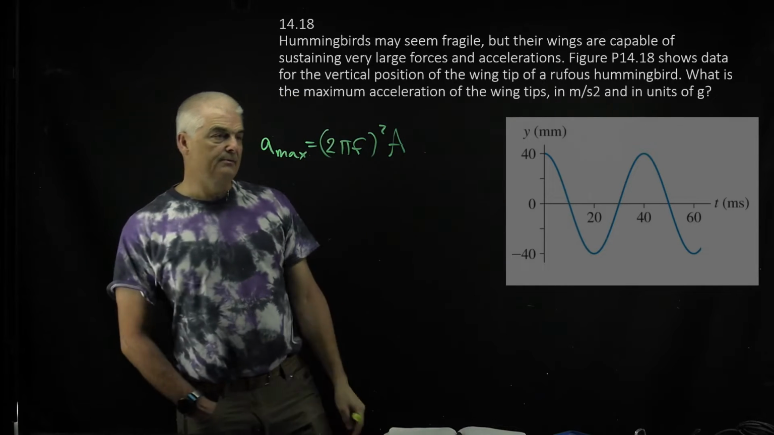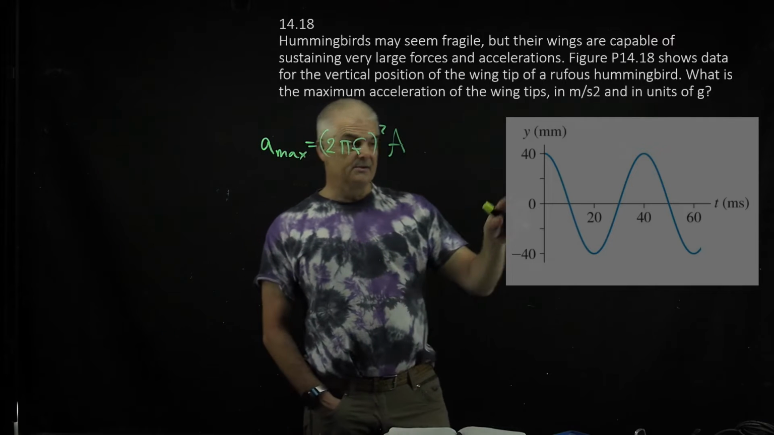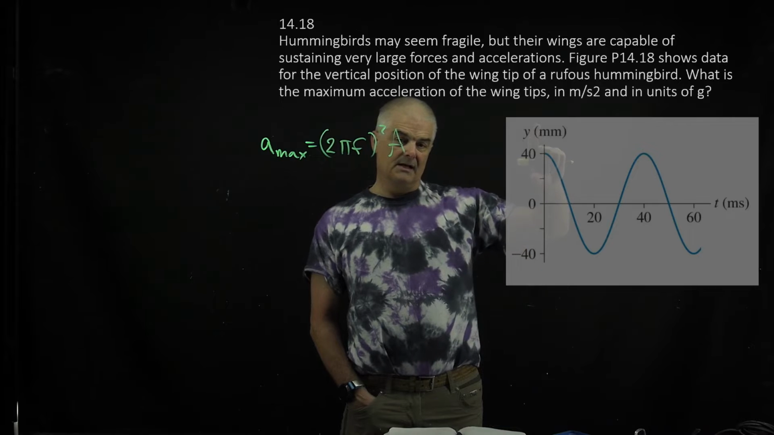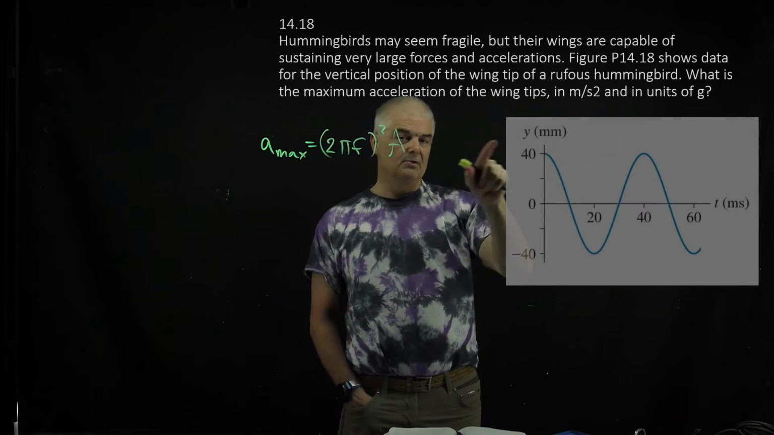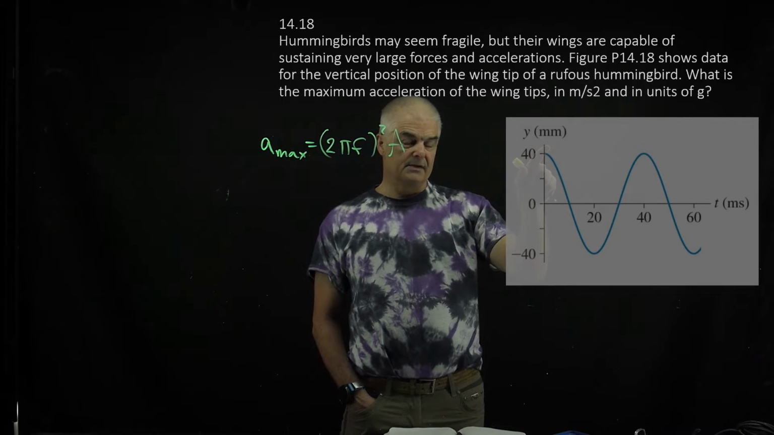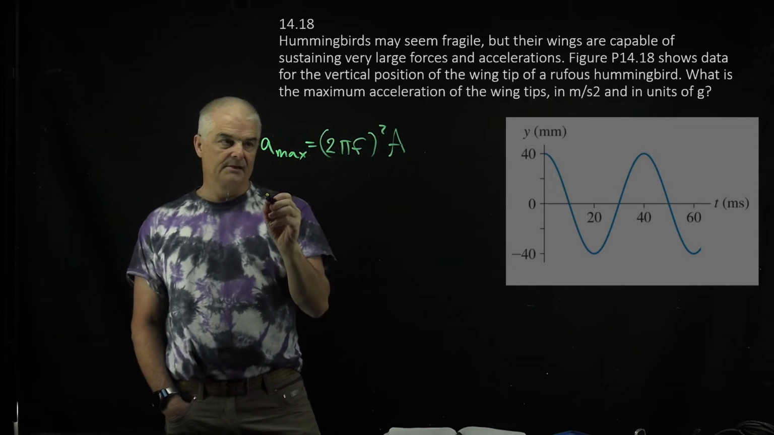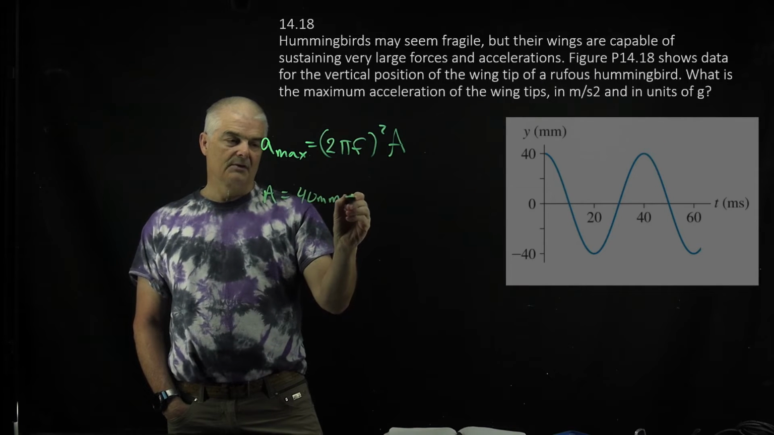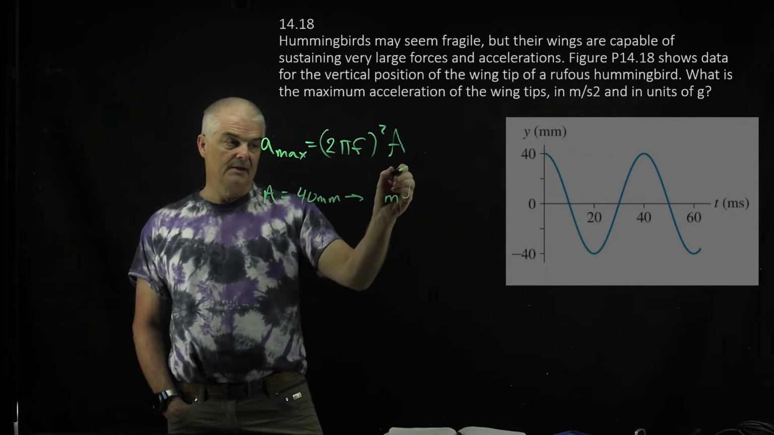2 pi, of course, we know. So A is, now this is y, so what is the biggest they can get? Note that the units here are in millimeters, so it's important that you convert the millimeters. A is 40 millimeters. It's obvious, I think. So you have to convert that to meters and then put that in A.